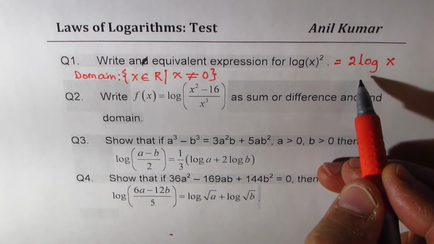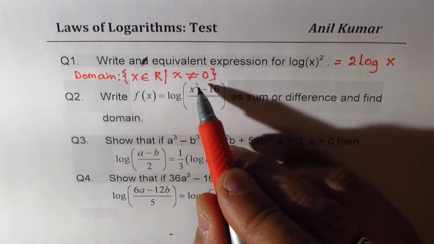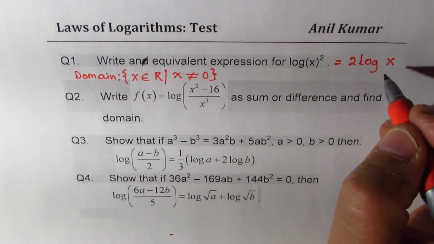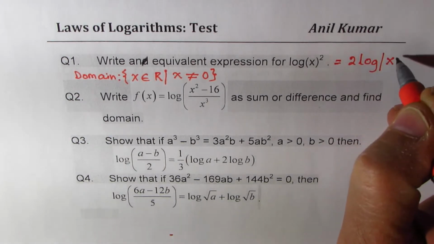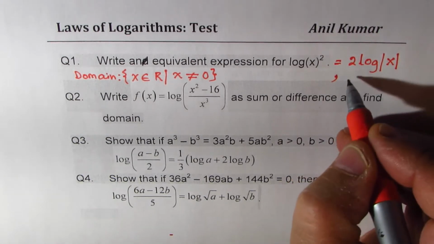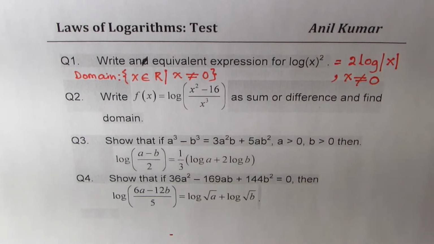Now in the case of 2 log x, that domain is not really reflected. So what should you do? So first, you should make it absolute value of x, and second, we have to add a condition that x is not equal to 0. Now it becomes the correct answer, right?